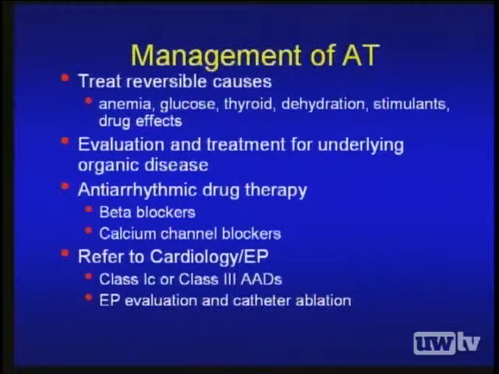We want to treat any reversible underlying causes and evaluate the patient for underlying organic heart disease. With these individuals, it's also reasonable to begin with antiarrhythmic drug therapy that affects the AV node so that the ventricular rate response is slower and more manageable for that patient. So beta blockers and calcium channel blockers can be used quite effectively in a number of these patients. If those fail, however, you really are looking at referral to a cardiologist and possibly an electrophysiologist for further therapy that's going to include the class 1 or class 3 antiarrhythmic drugs or potentially EP evaluation with catheter ablation.